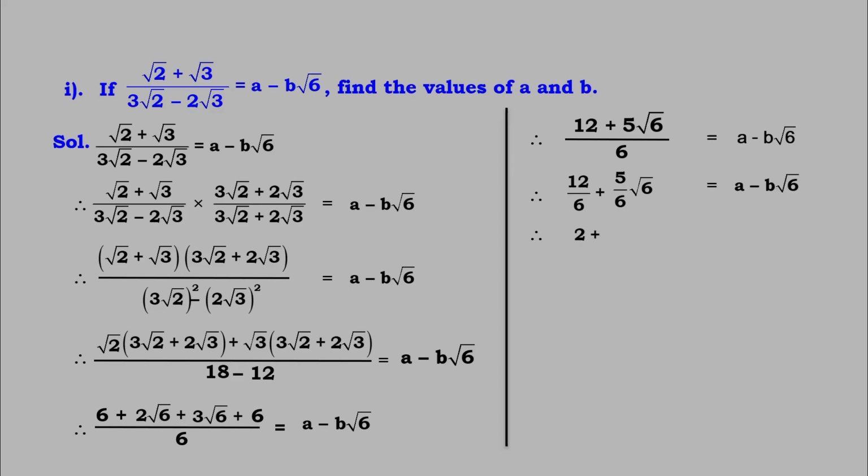That is in the form of a minus b root 6, that is 2 plus 5 by 6 root 6 equal to a minus b root 6. So a minus b root 6, we can also write as a plus (minus b) root 6. So now if we compare, a is equal to 2 and minus b equal to 5 by 6. Alternatively, we can say that b equal to minus 5 by 6. So these are the values of a and b.